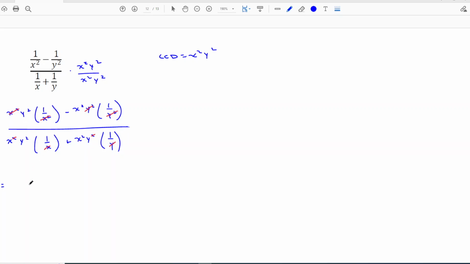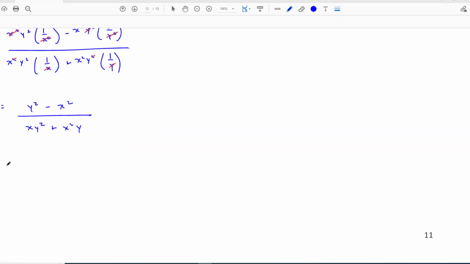I'm left with y squared times 1 minus x squared times 1 all over x y squared times 1 plus an x squared y times 1. Now this guy's not done. Now I would have to simplify.